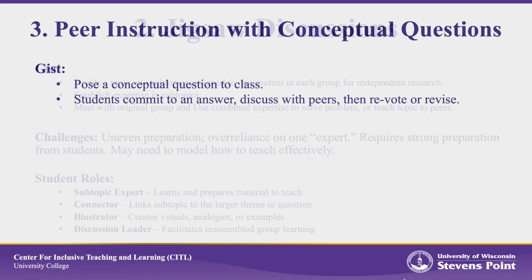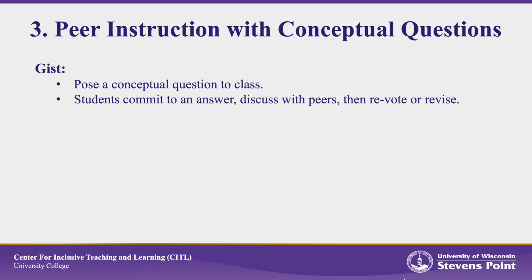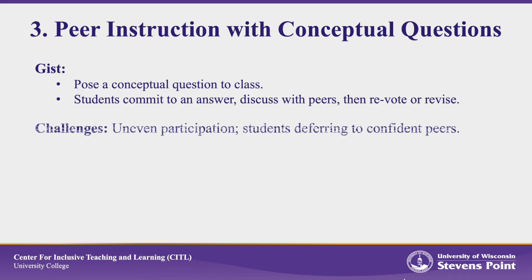Here's a good one: peer instruction with conceptual questions. In this kind of activity, the instructor poses a conceptual question to the class as a whole, and individual students commit to an answer. Then they discuss with their peers and vote or revise the answers till they have one that is their consensus. As facilitator, the instructor wraps by leading a whole class debrief. These activities are good because they can fit into a single class meeting and usually take somewhere between 5 and 15 minutes. The challenges, as always, are uneven participation and students deferring to confident peers.